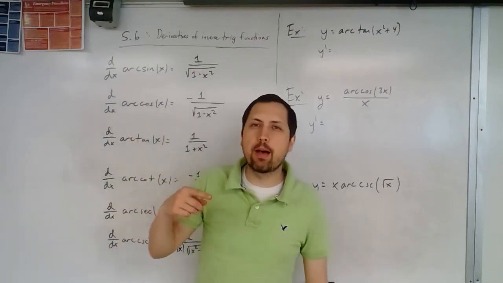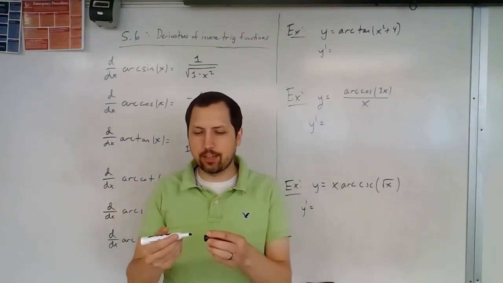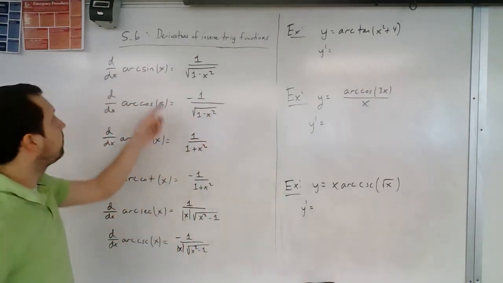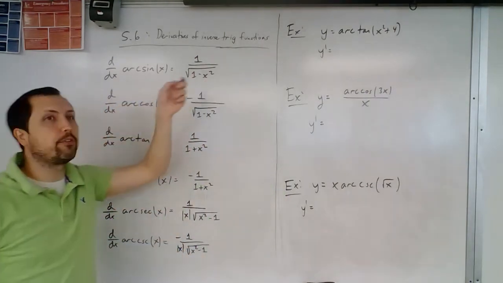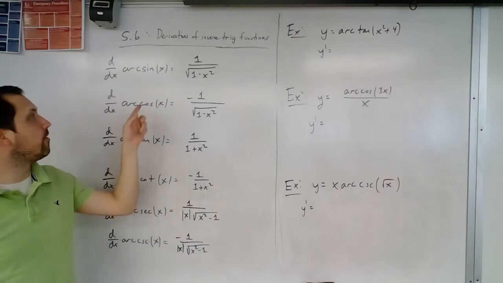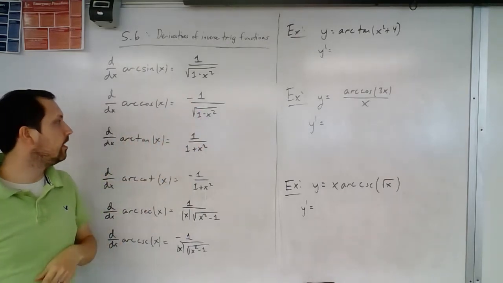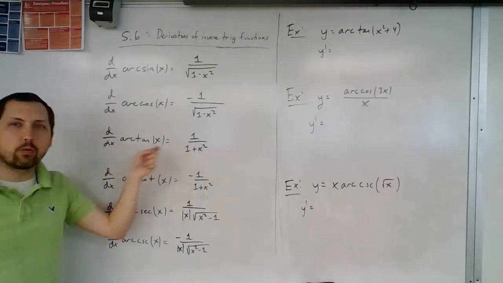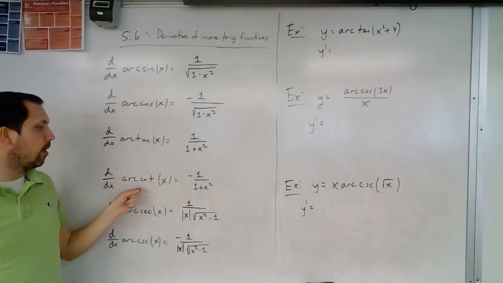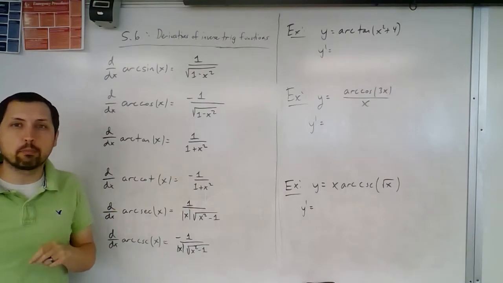Now that we remember a little bit about these inverse trig functions, let's take a look at their derivatives. So we have the derivative of arc sine as 1 over the square root of 1 minus x squared. The derivative of arc cosine is negative 1 over the square root of 1 minus x squared. Derivative of arc tangent is 1 over 1 plus x squared. The derivative of arc cotangent is negative 1 over 1 plus x squared.